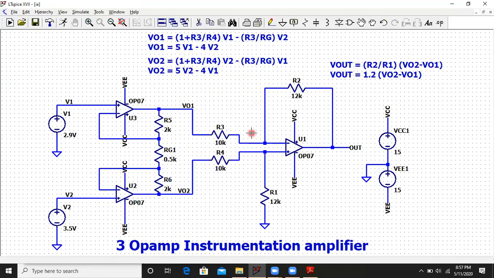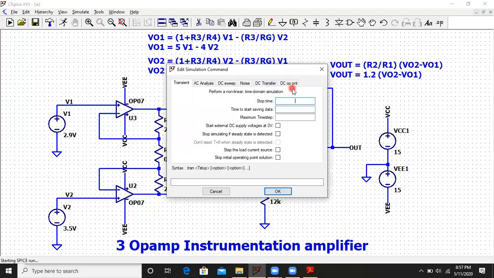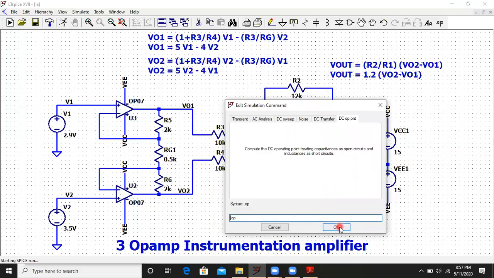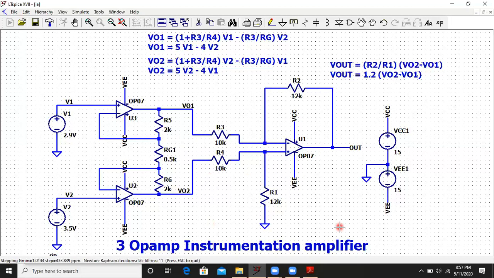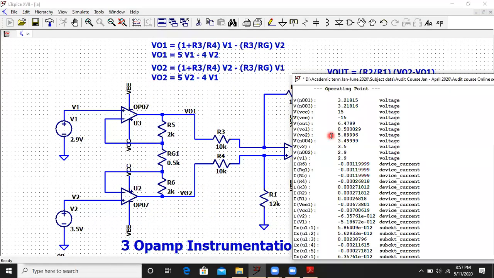Now only thing left is we have validated all the formulas and we have simulated this 3 op-amp instrumentation amplifier in LT-Spice. Now we have to run this thing. So we'll go to simulate. We'll click on run and we have to select DC operating point because we are only checking the DC values, that is VO1, VO2 and V out. So we'll click on OK now, and it will take some finite time to run, and here we are. Yeah, here it is. So here we are with the result.